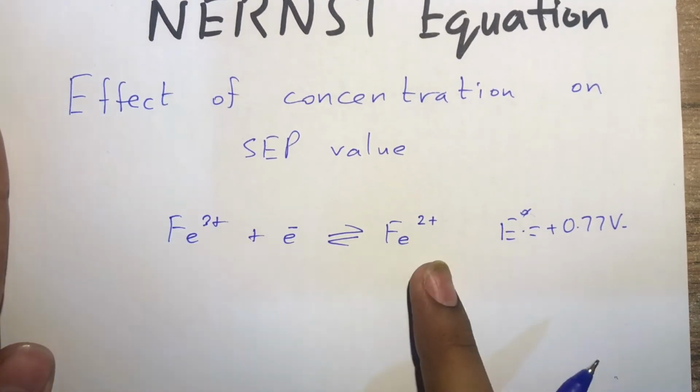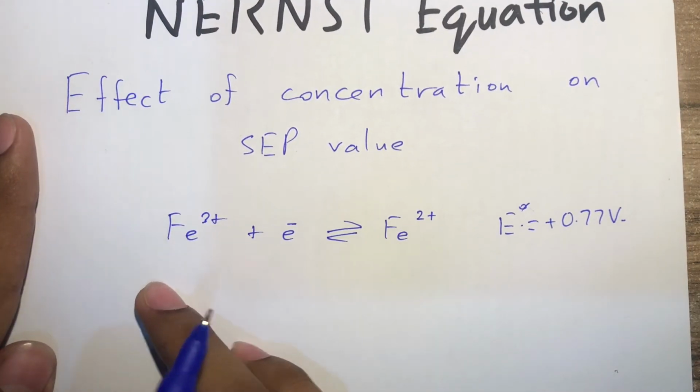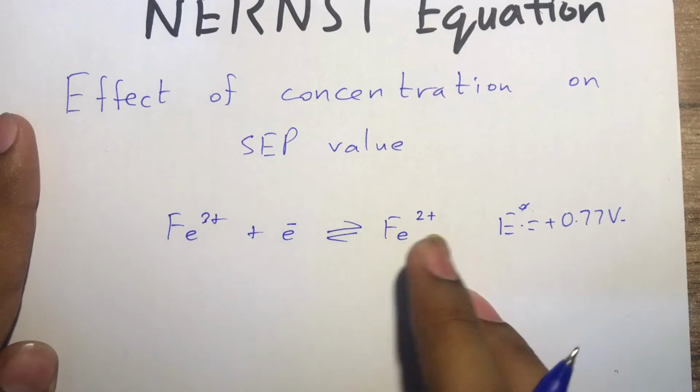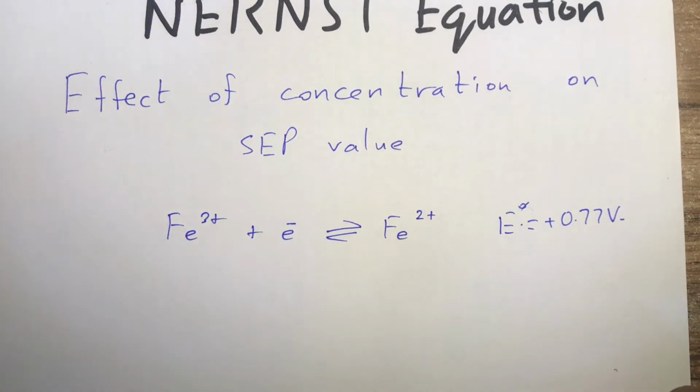Then the forward reaction will be favored, right? Because equilibrium shifts towards the right hand side, the forward reaction is favored, so the value of the electrode potential will increase, right? So it won't be SEP anymore, it won't be the standard electrode potential, it will be electrode potential. It will be more than the standard value because the forward reaction is favored.